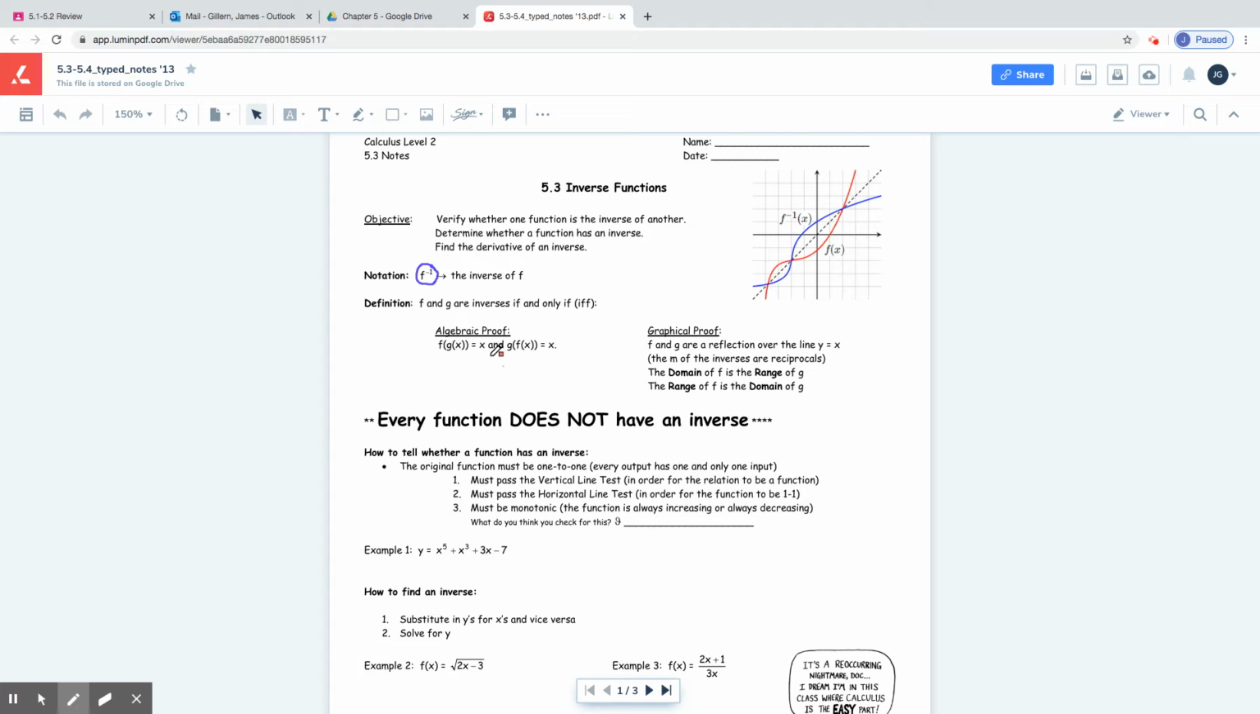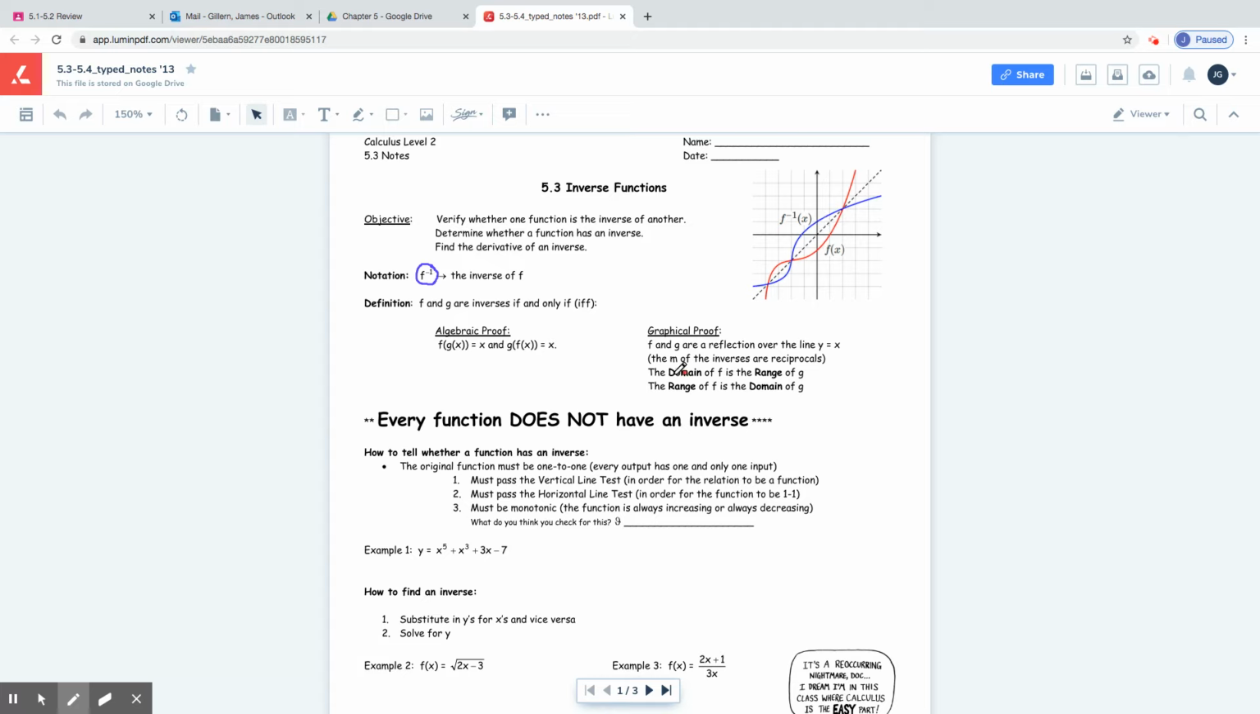First, algebraically, if you take two functions and do f of g of x, and then you do the other composition, g of f of x, if they both equal x, then you have an inverse. Graphically, you can tell because they are a reflection over the line y equals x. Y equals x is this dotted line right here. You can see the red and the blue lines here. If you were to flip them over that line, you would get the same thing.